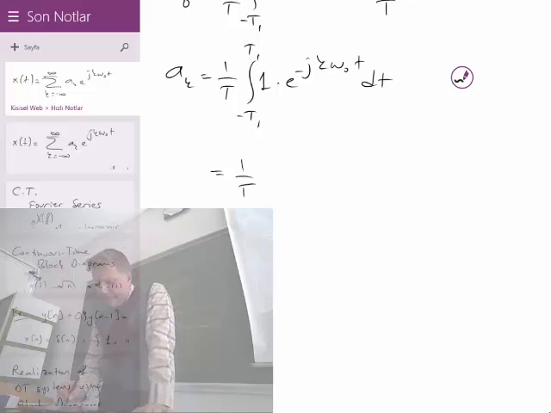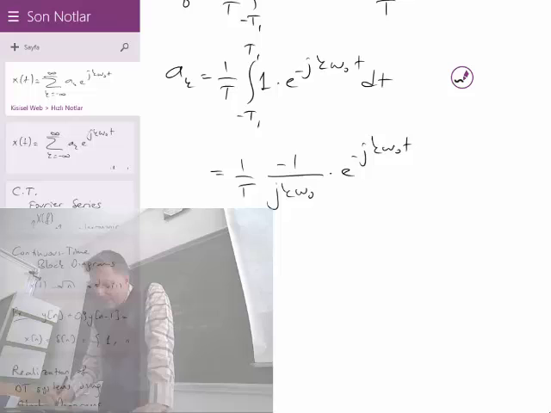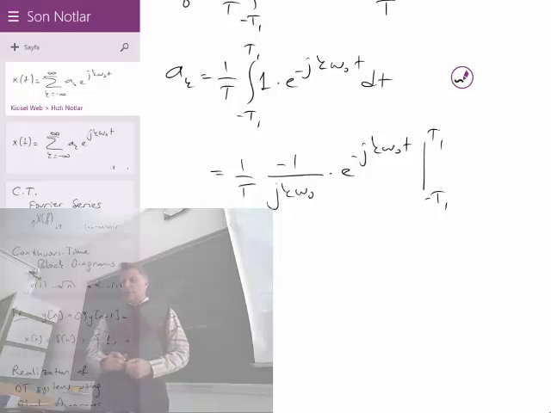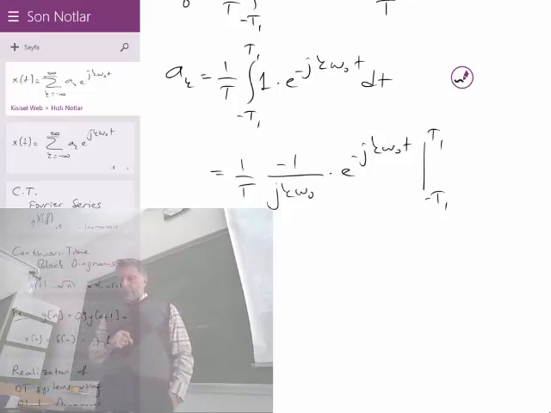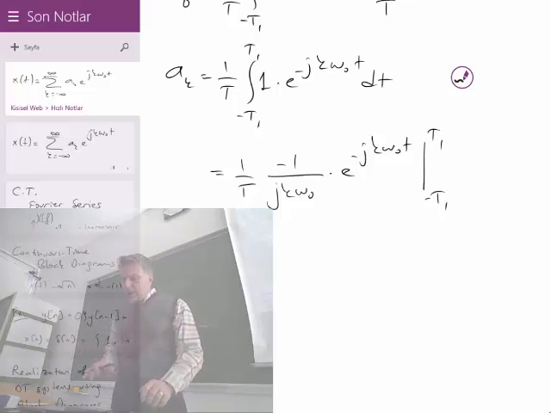1 over capital T, minus 1 over jk omega 0, times e to the minus jk omega 0 t from minus T1 to T1. So 1 over the exponent is inserted here. This minus is due to the fact that there is a minus in the exponent, e to the minus something. So its integration would be 1 over minus jk omega 0. So this is the thing that we need to evaluate.